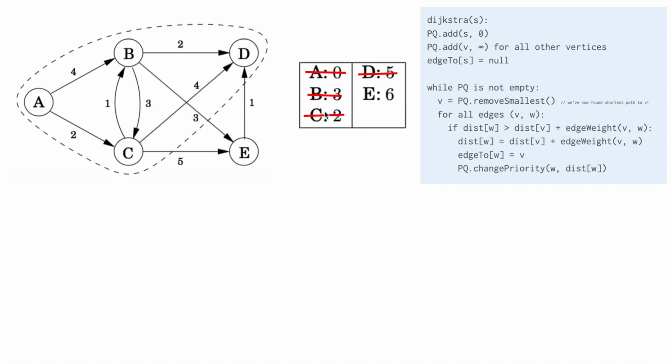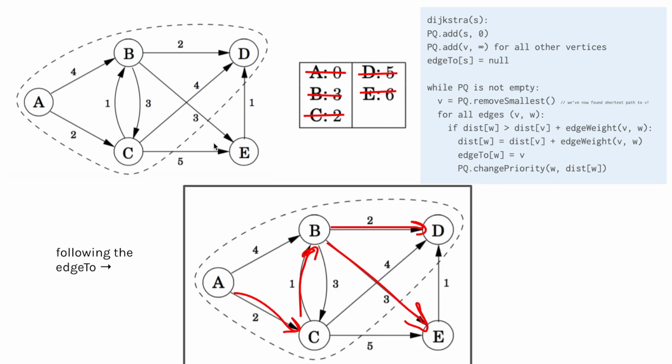And neither of them have an updated distance, but I continue through the while loop. I remove D from the priority queue, and then lastly, I remove E. So the priority queue is now empty. I am done. These are all the finalized distances, and this is the shortest path tree that we would get if we retrace the edge-to array that we've kept track of.